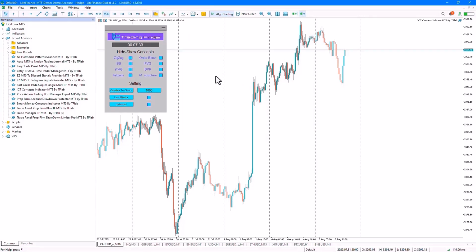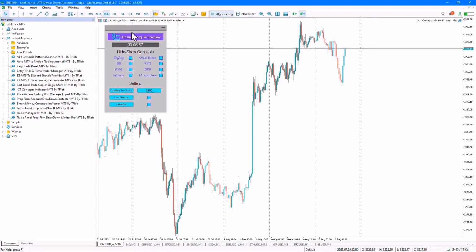When the indicator is applied to the chart, a management panel for displaying different structures on the chart will appear. The ICT Concept Indicator is a special and practical tool for ICT-style traders to identify market trends and structures using this indicator. They can identify institutional and bank order blocks and ultimately, based on liquidity detection, recognize trading opportunities and enter buy or sell positions in the market.